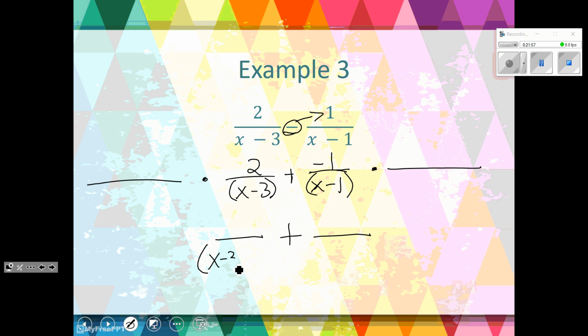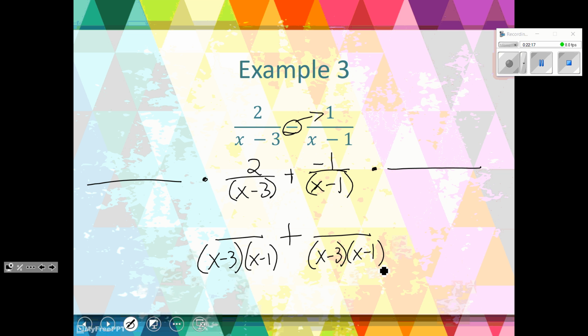What else do I need? I need an x minus 1. I got to have one of everything I see. At least one. Everybody understand my common denominator?